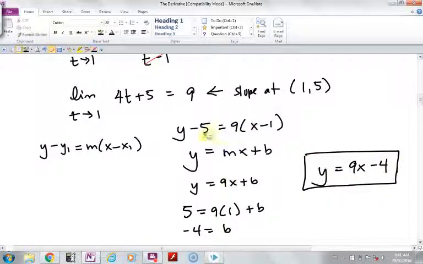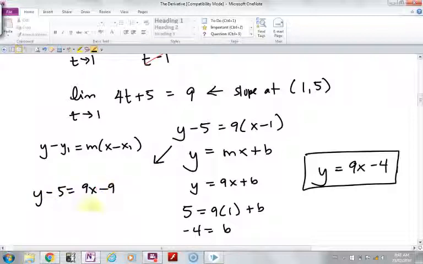Okay? Which is in fact also what you would get if you expanded these brackets here and solved for y. You get y equals 9x minus 4. So you could try that here. y minus 5 equals 9x minus 9. y equals 9x minus 4, when I add the 5 over there. Okay? Questions on a sleepy Monday morning about that? Okay.